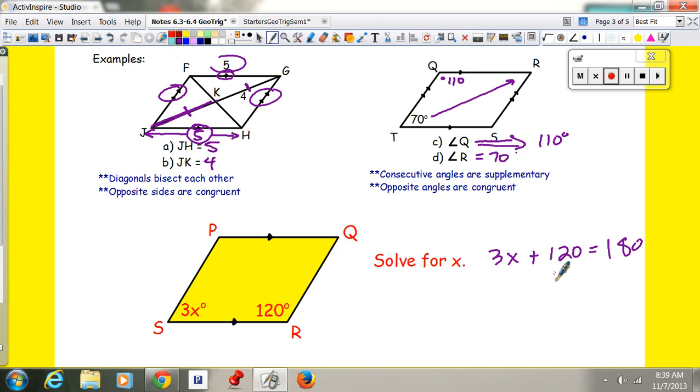But right now, we just know that consecutive angles are supplementary. They add up to 180. So subtract your 120 on both sides. So 3x equals 60. And divide by 3, you're going to get x is 20.